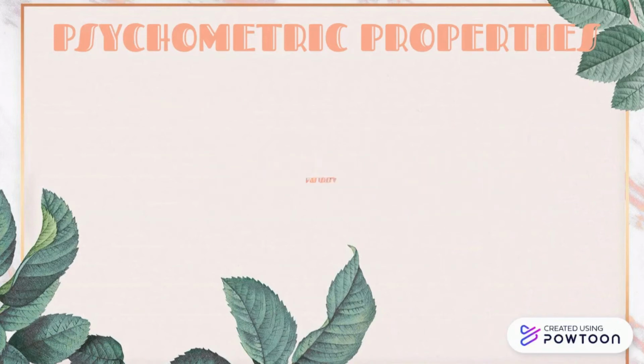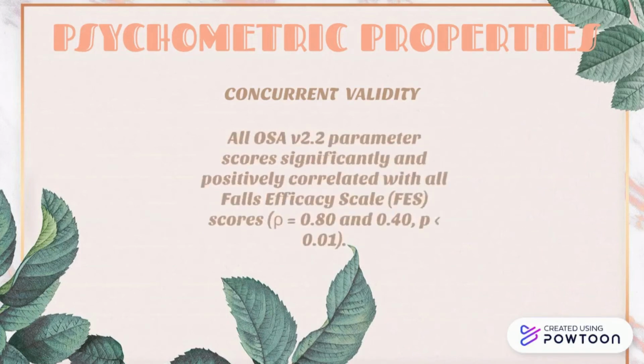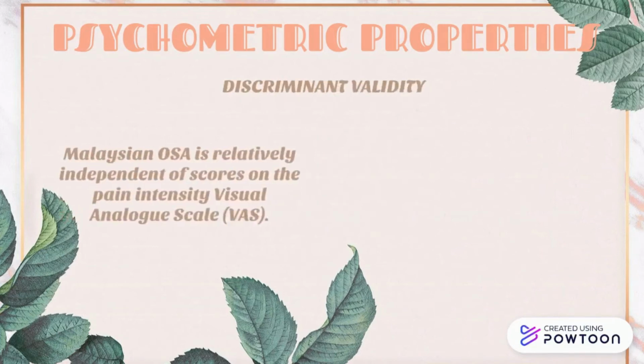Validity. Concurrent validity: OSA version 2.2 was significantly positively correlated with sub-skill scores in the health survey short form SF-36. All OSA version 2.2 parameter scores significantly and positively correlate with all Falls Efficacy Scale FES scores, which is 0.80 and 0.40. Discriminant validity: Malaysian OSA is relatively independent of scores on the Pain Intensity Visual Analog Scale VAS.